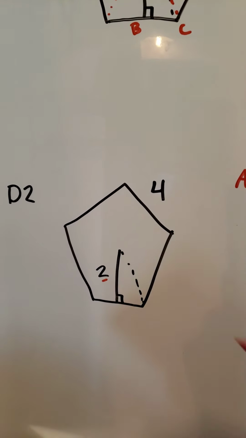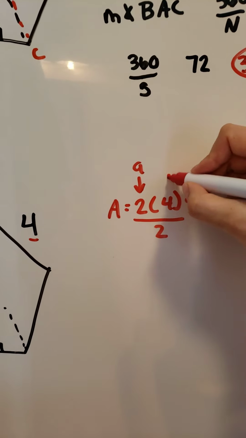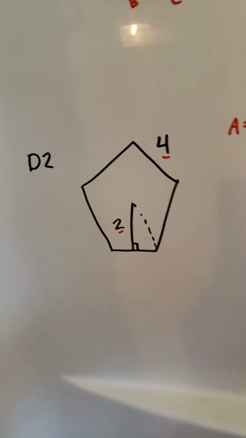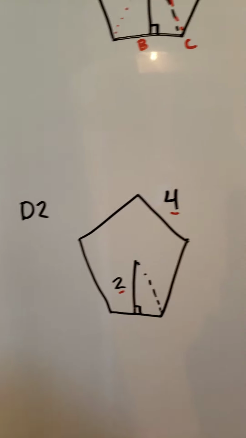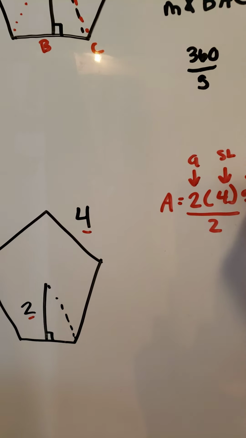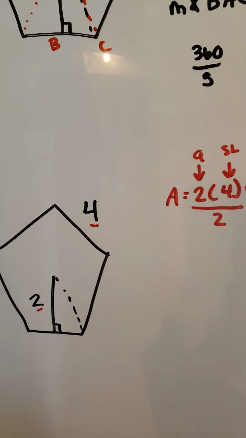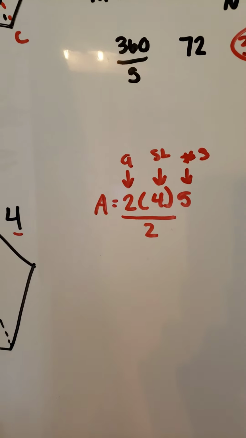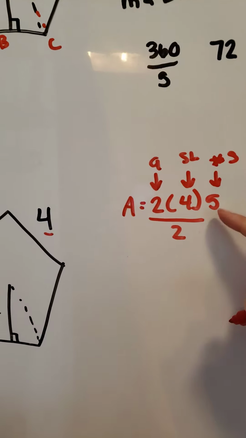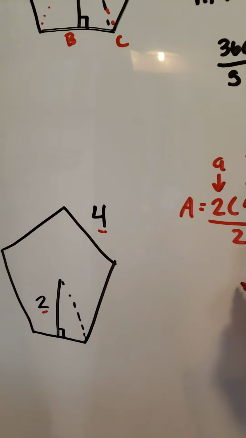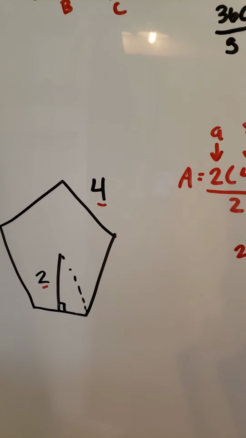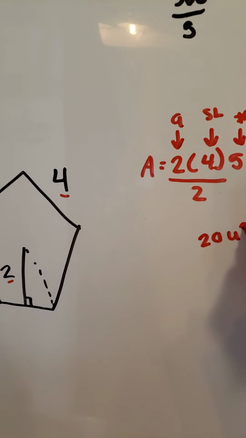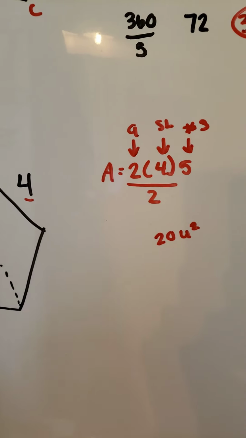times side length, which is 4. So I put 4 in for my side length, times number of sides, 1, 2, 3, 4, 5, okay? So this was number of sides. I plugged those values in. So you just multiply. 2 times 4 is 8, 8 times 5 is 40, and then 40 divided by 2 gives you 20. I didn't put a measure or a unit, so 20 units squared. And that's how you did day 2.